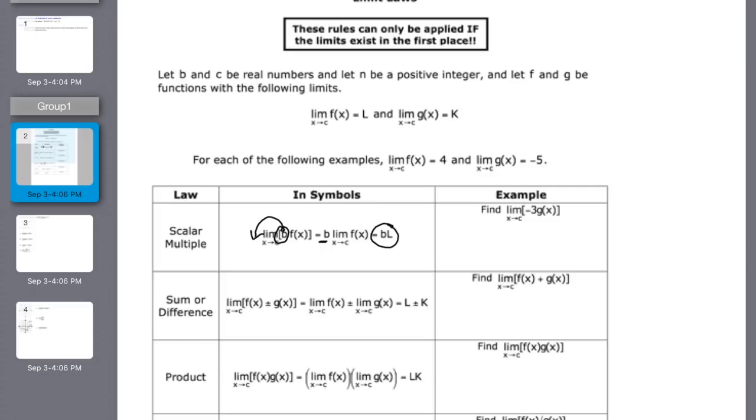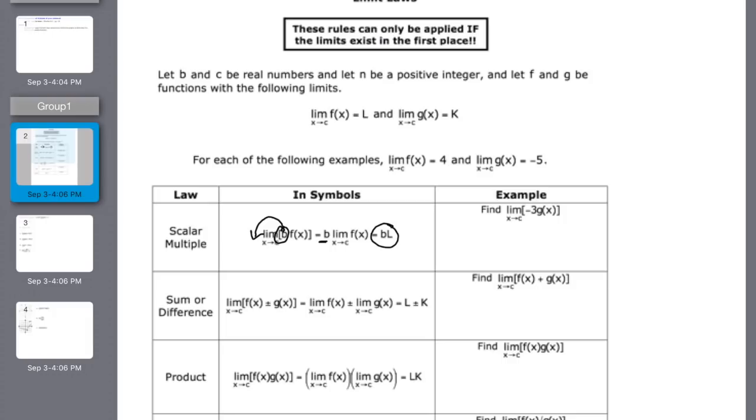It says let b and c be real numbers, and that just means that they are values. And let n be a positive integer, just meaning a positive number. And let f and g be functions with the following limits. The limit as x approaches c of f of x is equal to L. The limit as x approaches c of g of x is equal to k. We're just going to use those as placeholders for our rules.